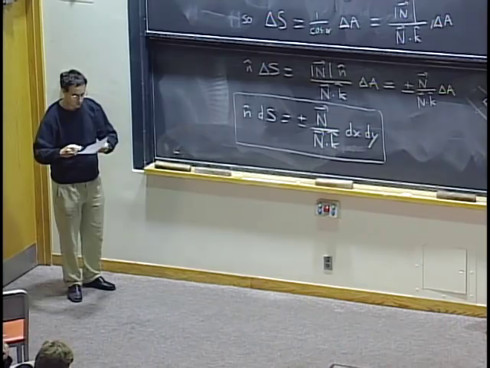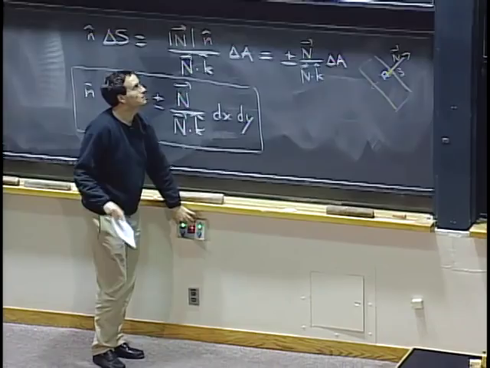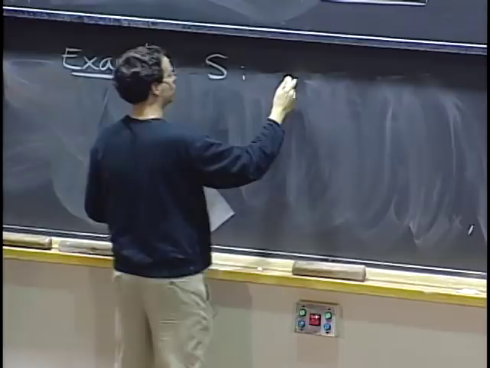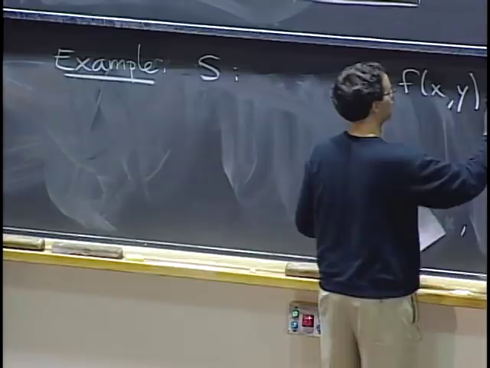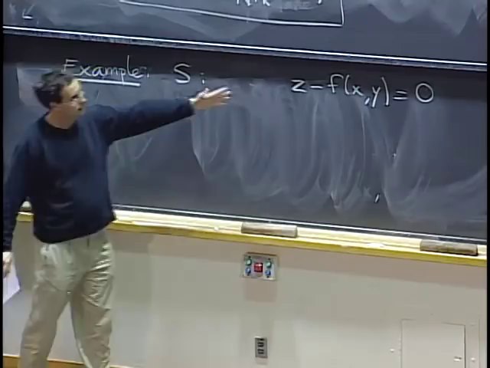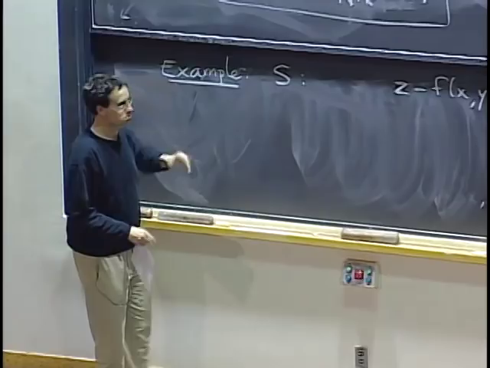So let's look at a special case just to see how this fits with stuff we've seen before. Let's do a special example where our surface is given by the equation z minus f of x y equals 0. That's a strange way to write the equation z equals f of x y that we saw before. But now it looks like some function of x y z equals 0. So let's try to use this new method. Let's call this guy g of x y z.